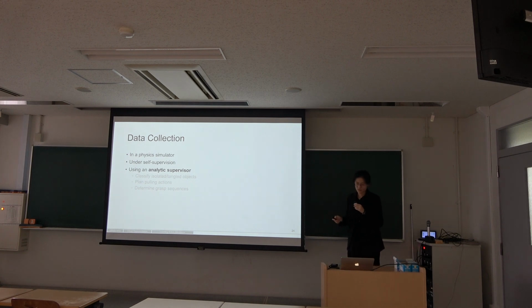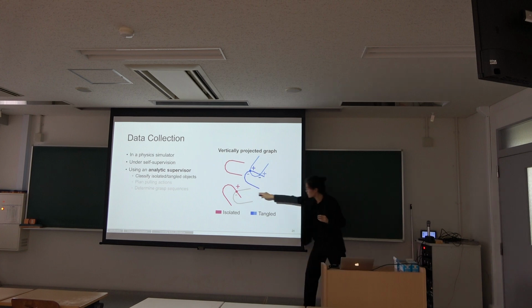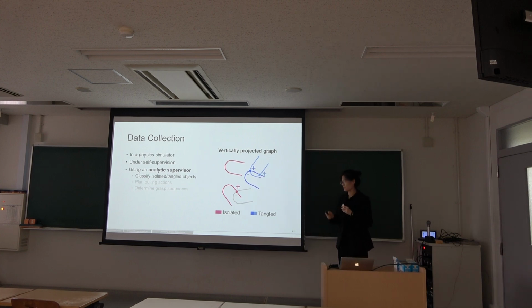So the data collection is all done in the physics simulation under self-supervision, using an analytic supervisor. Our analytic supervisor contains 3 functions. First, given the full state of the objects, we vertically project them and skeletonize them to obtain such a graph. And all crossings and intersections between the 2 skeletons are labeled positive or negative based on whether the crossing is above or under. We can see the isolated objects in pink have only positive labels or no labels. But the entangled objects in blue have both positive labels and negative labels.